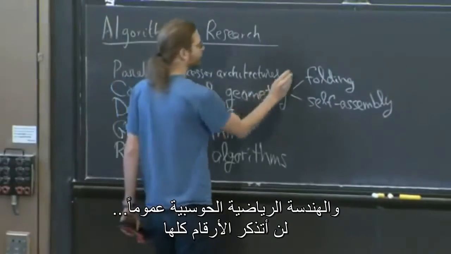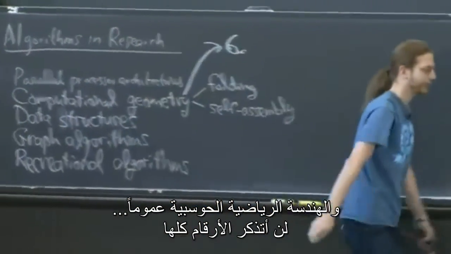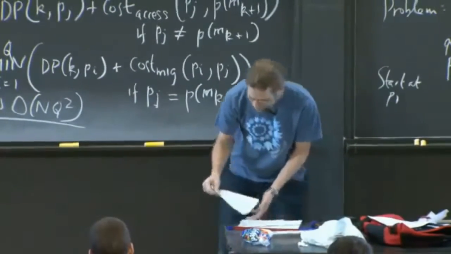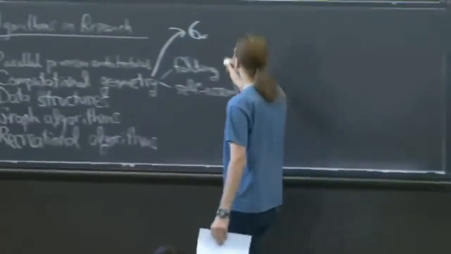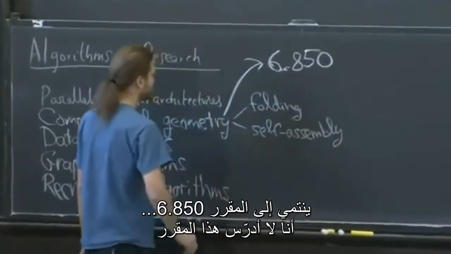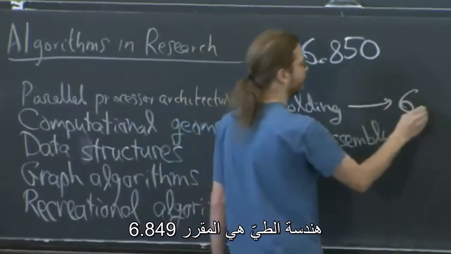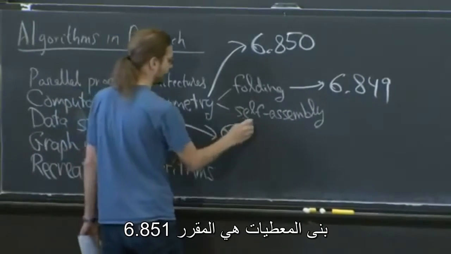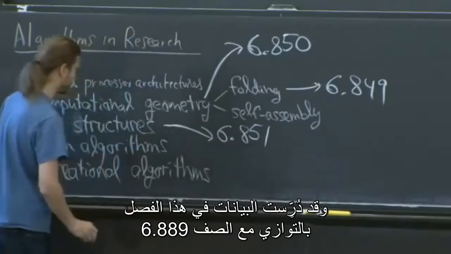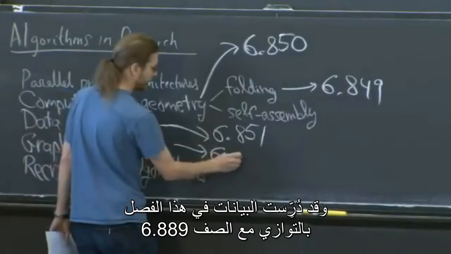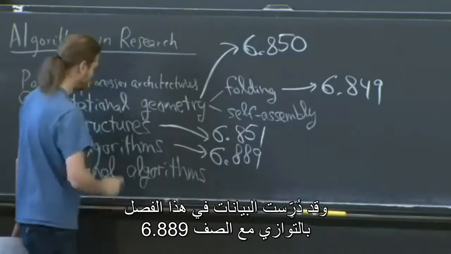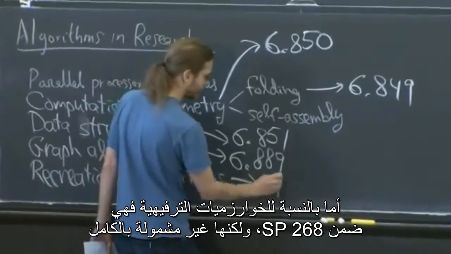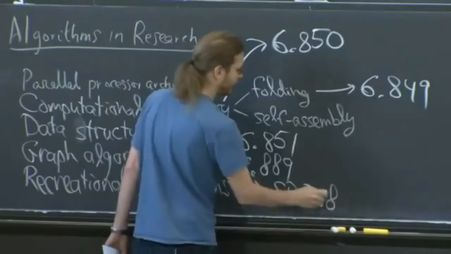Computational geometry in general is, I'm not going to remember all the numbers. 840, 50? 50. 6850. That's a class I don't teach. Folding is 6849. Data structures is 6851. And graphs was being taught this semester in parallel with this class, 6889. And recreational algorithms isn't fully covered, but you could check out SP268, which was offered last semester.